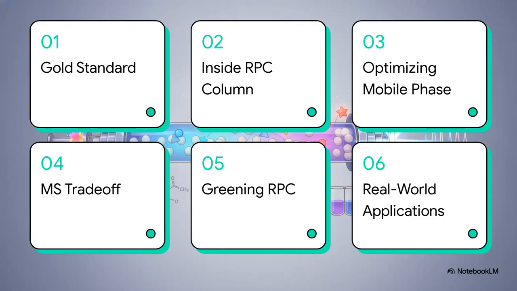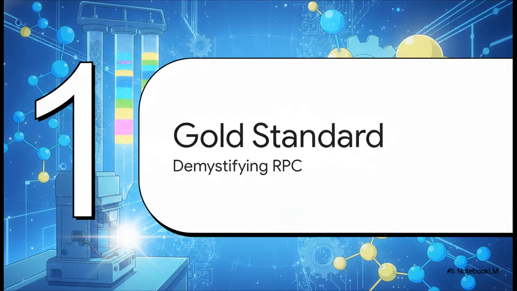We've got a fantastic roadmap for the Explainer today. We'll start by defining this gold standard of separation, then we'll jump inside the RPC column itself, look at how we optimize the mobile phase, discuss a massive trade-off with mass spectrometry, explore how the industry is greening the RPC process, and finally, wrap up with some amazing real-world applications. All right, let's jump right into Section 1, the gold standard of separation, demystifying RPC.